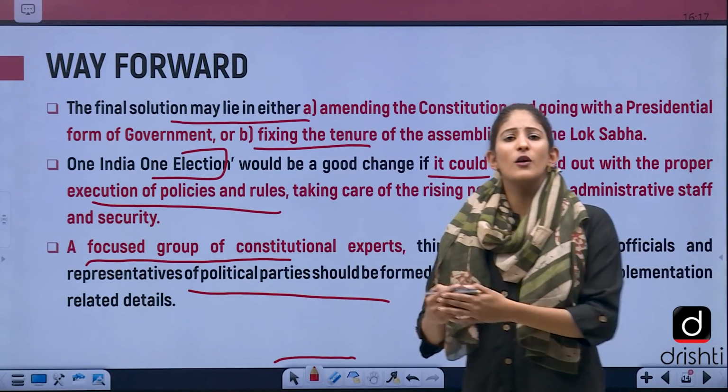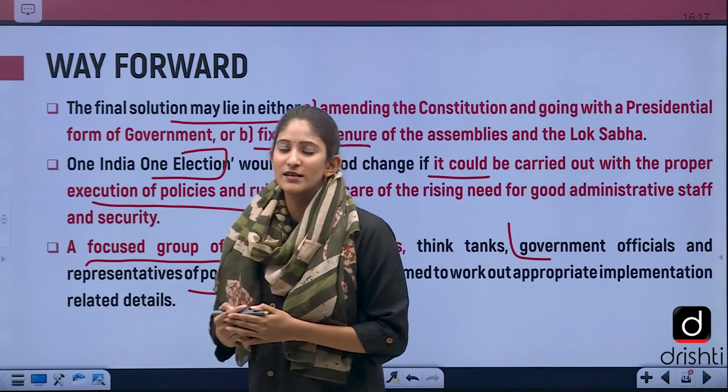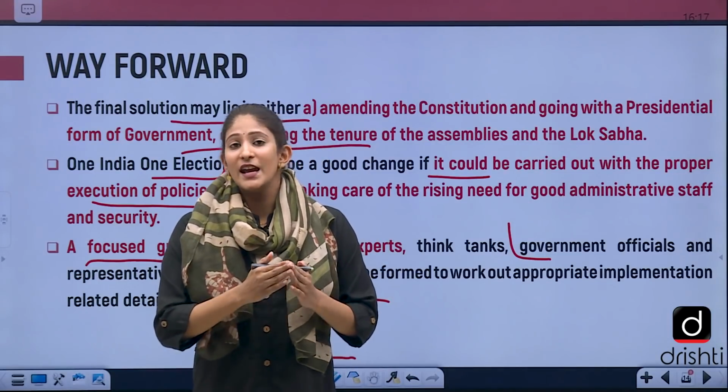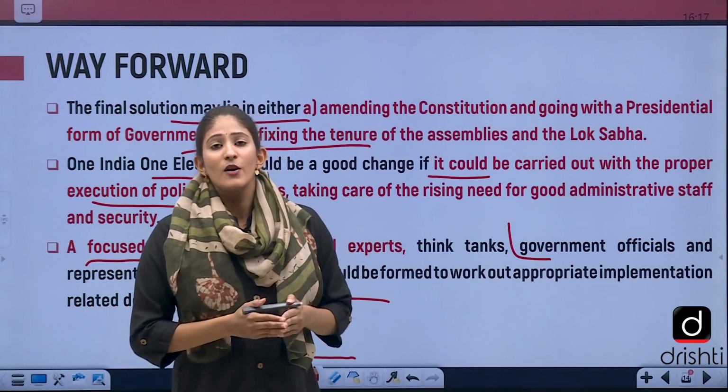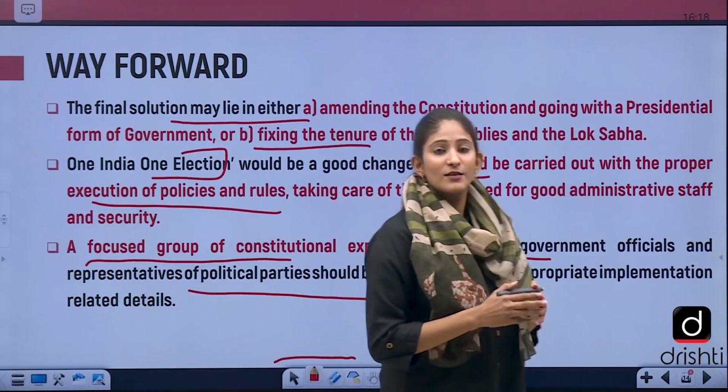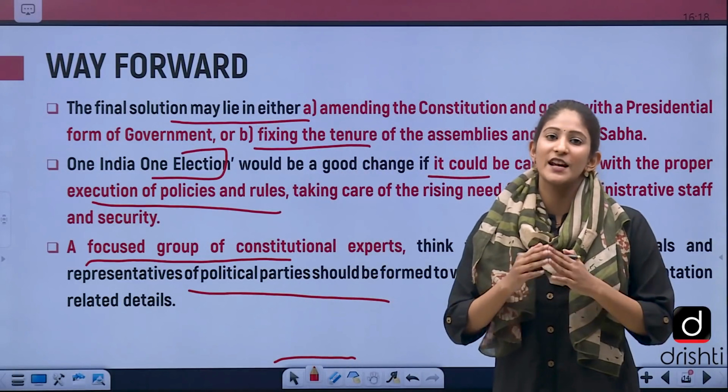But if we talk about the one nation, one election concept, it is not within easy reach because of lack of political consensus. So I hope you found this segment informative.